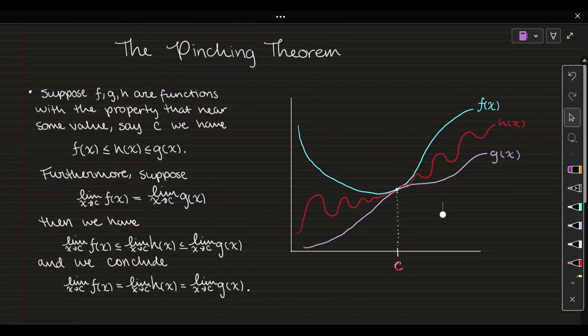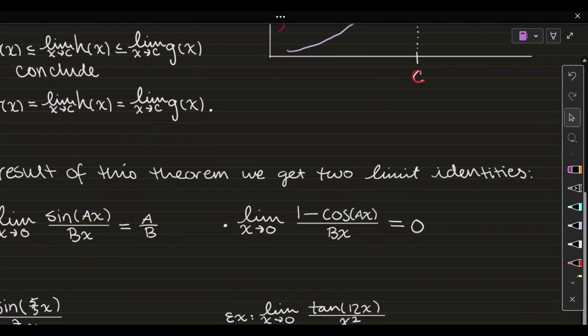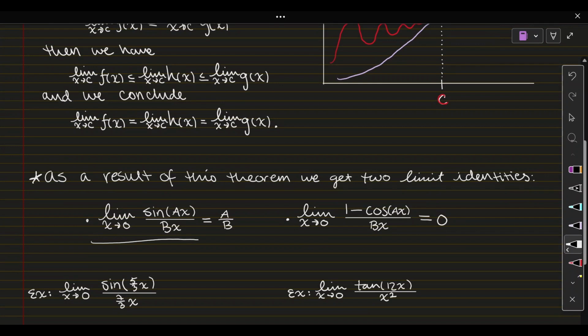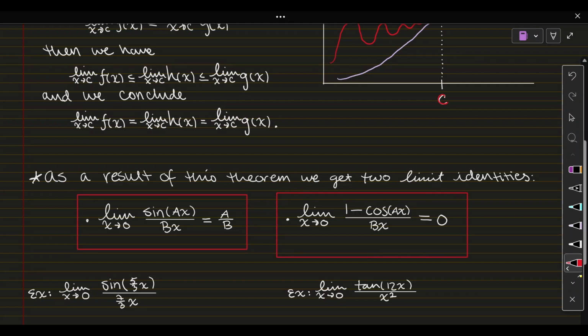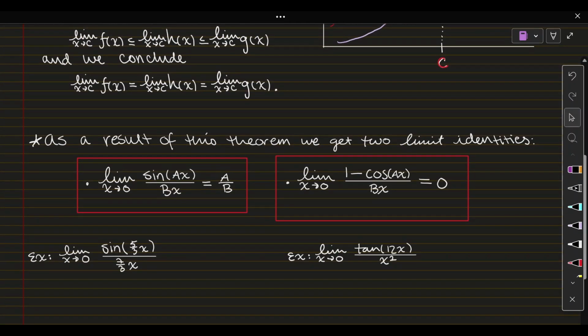So as a result of this theorem, you may also see it as the pinching lemma, but I call it the pinching theorem. A result of this is that we get these two limit identities. The limit as x goes to 0 of sine ax over bx is equal to a over b. And the limit as x goes to 0 of 1 minus cosine ax over bx is equal to 0. Okay, we're going to use these as identities to help us solve some limits involving trigonometric functions.